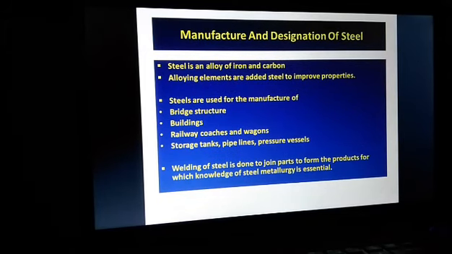Manufacture and designation of steel. Steel is an alloy of iron and carbon. Alloying elements are added to steel to improve properties. Steel is used for the manufacture of bridges, structures, buildings, railway coaches and wagons, storage tanks, pipelines, pressure vessels. Welding of steel is done to join parts to form the product, for which knowledge of steel metallurgy is essential.